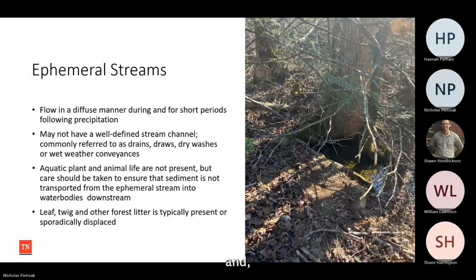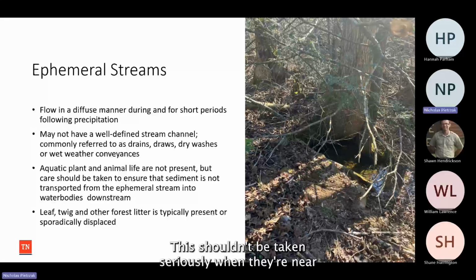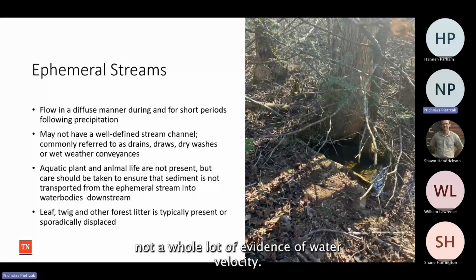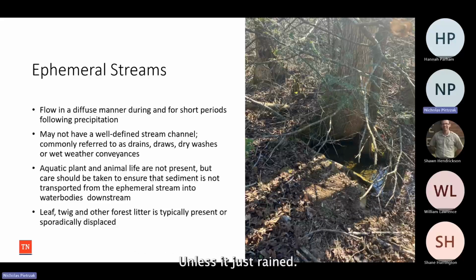And really, these should be taken seriously when they're near a perennial stream, because if these get torn up and there's a lot of sediment disturbance near a stream, and it rains, well, it's going to drain right into that primary waterway and cause issues. So, still need to be taken seriously for sure. But keep that in mind. And typically, not a whole lot of evidence of water velocity unless it just rained.